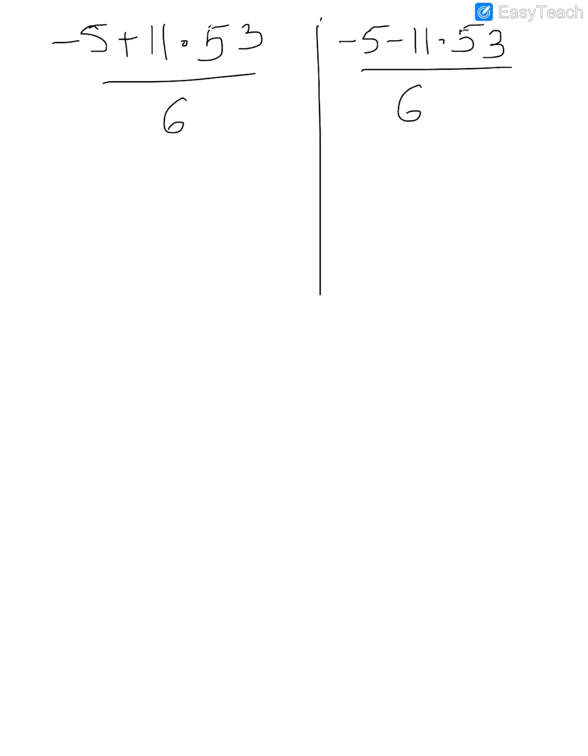So now I will put the value and I'll split my equation into 2, the positive and the negative: minus 5 plus 11.53 and minus 5 minus 11.53. I further simplify it. Now be careful, which is a greater number? This is a greater number. So 11.53 minus 5 will give me 6.53 upon 6, which gives me 1.088. Always find one extra decimal place.